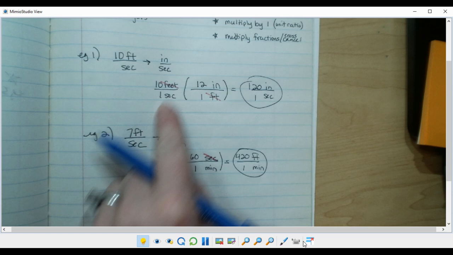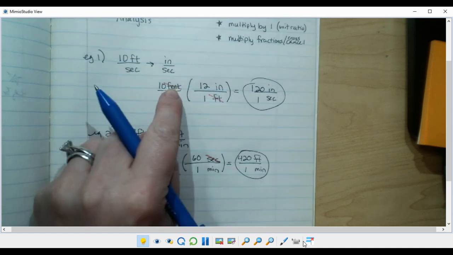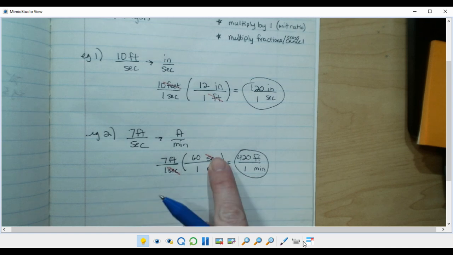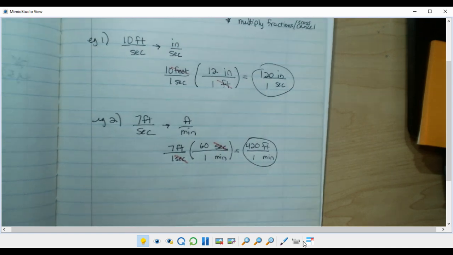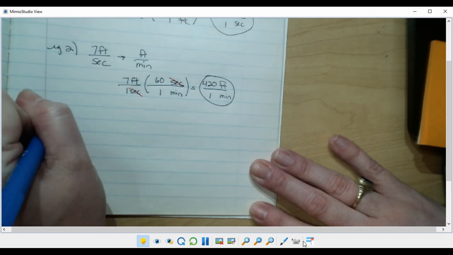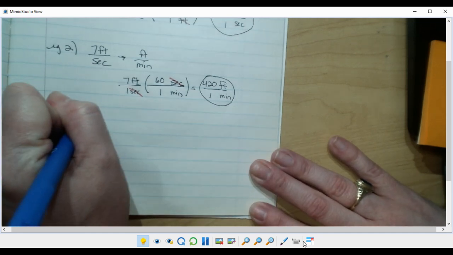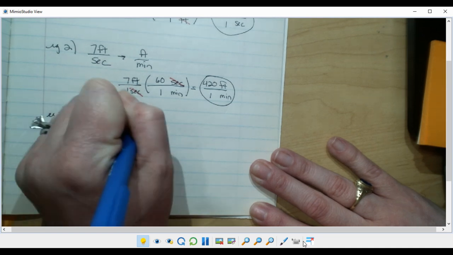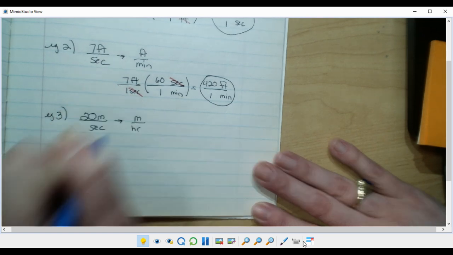So the setup was the same, but in this case, we did top and bottom. And in our second case, we did bottom and top. You just kind of have to let the problem set itself up for you. All right, one more example. We're going to go 20 meters per second. And we're going to switch that to meters per hour.